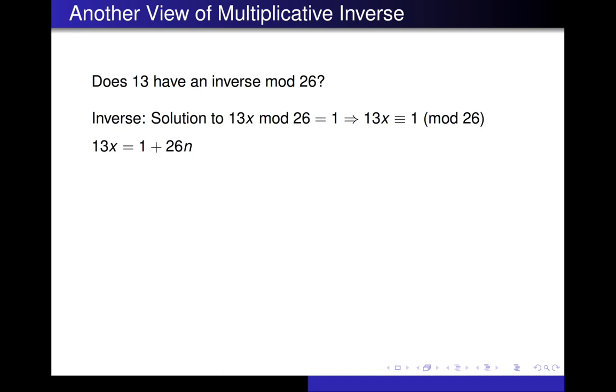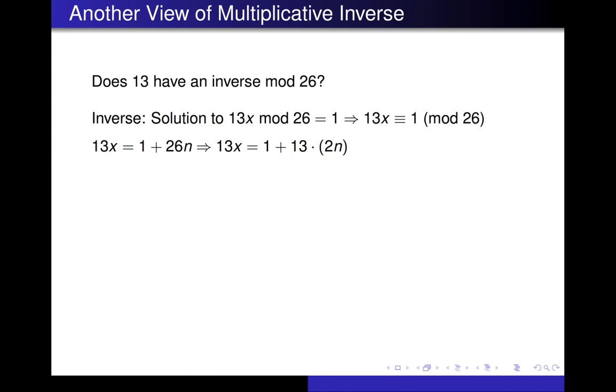And again, we write what that means. That means 13x is equal to 1 plus some number of weeks, and a week is 26 days, so 26n tells us that's n weeks. Now, instead of looking at the number 2, I'm going to look at the number 13, because we have 13x on the left-hand side, and notice that 26 is equal to 13 times 2. So I can write that 26n as 13 times 2n.